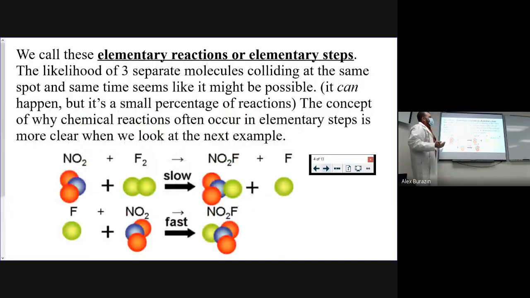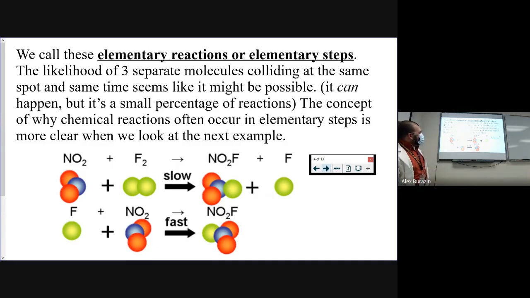So we call these elementary reactions or elementary steps. I will more often call them reactions, I guess. The likelihood of three separate molecules colliding at the same time at the same spot seems like it might be possible. In reality, it can happen. It is possible that three molecules can all collide at the same point at the same time, but it's just not very likely. Not going to happen in most reactions.